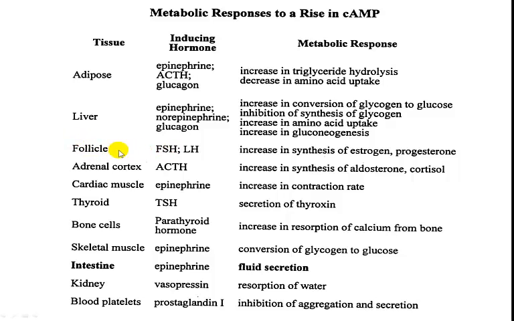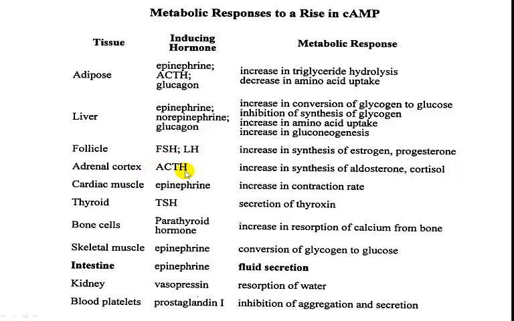So here's our reproduction. Target tissue, the follicle, FSH and LH, increase in the synthesis of estrogen and progesterone. So the cyclic AMP is going to impact the activity of the biosynthetic enzymes themselves and their expression, right? Synthesis and activity in this case, and the activity of the biosynthetic enzymes for these lipid-soluble molecules is directly associated with the rate of release. The faster they're made, then the faster the plasma concentrations will increase.